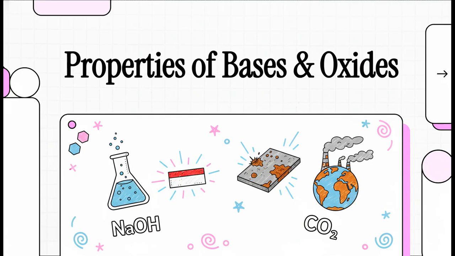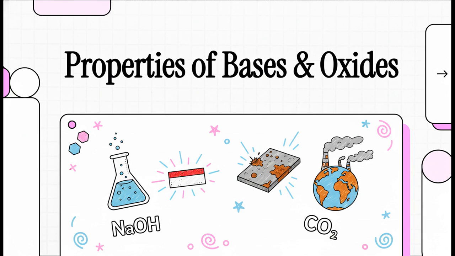Hello, students! In our last class, we learned all about acids and their chemical reactions. Now, you might be thinking, what about bases? Do they also react? Well, that's exactly what we are going to explore today. We will look at the chemical properties of bases and also of oxides.